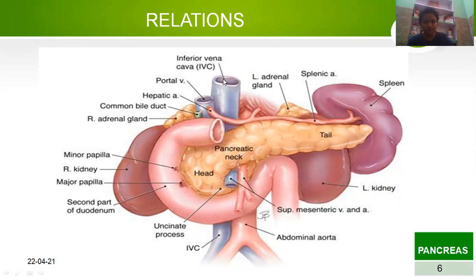Now, inferior vena cava, portal vein, hepatic artery, common bile duct, right adrenal gland, right kidney, minor papilla, major papilla, second part of duodenum, inferior vena cava, abdominal aorta, left kidney, splenic artery, spleen, left adrenal gland.